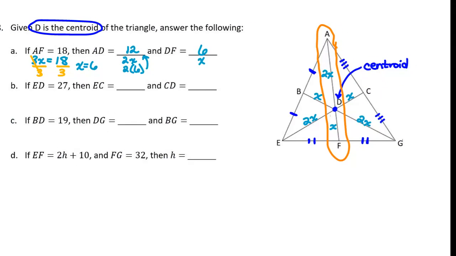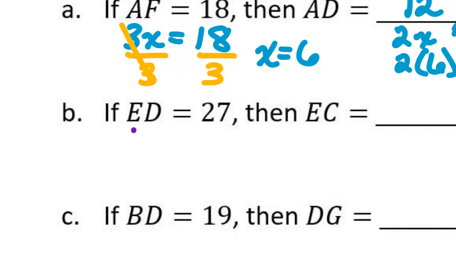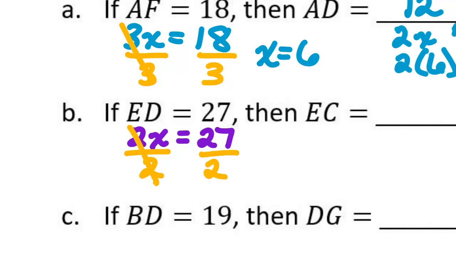All right, let's look at another one. ED. From E to D is 27. How do we have it labeled on our picture? So 2x is equal to 27, which means x would have to be how big? 13.5.